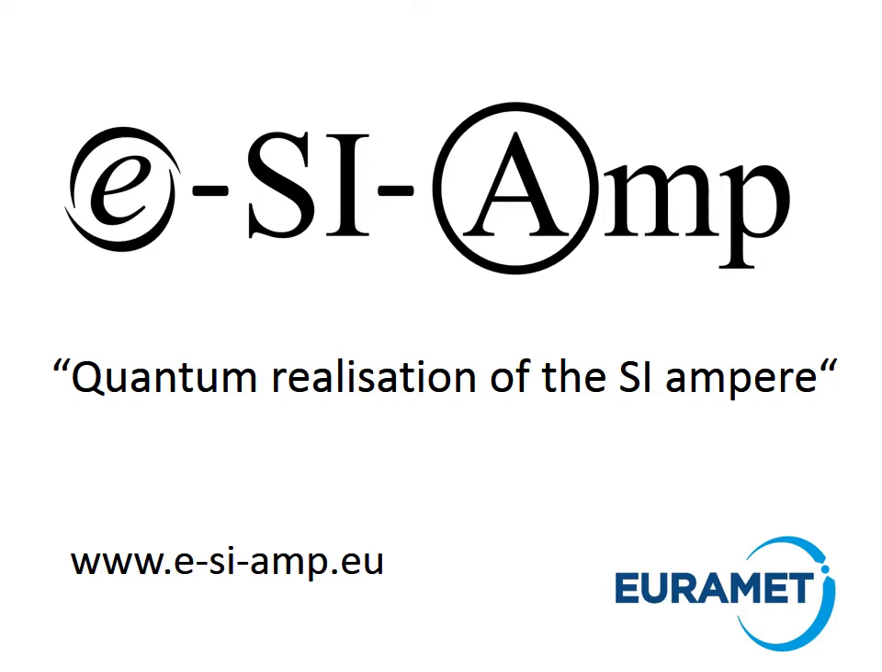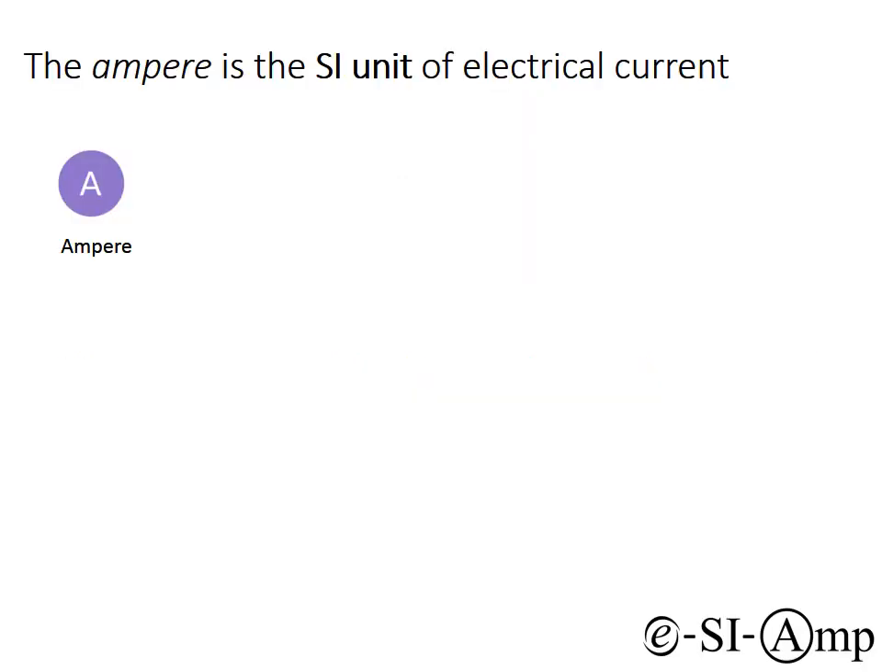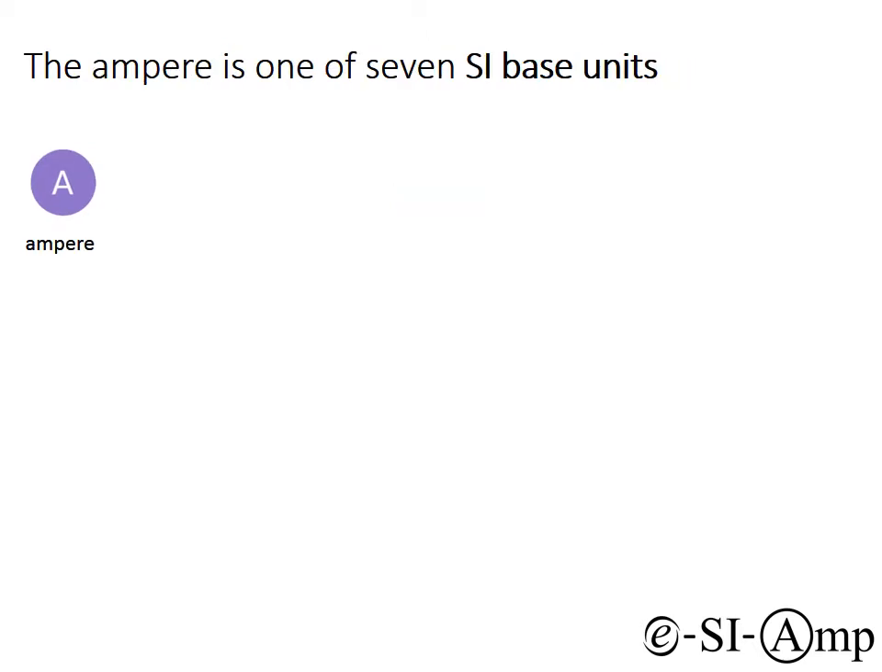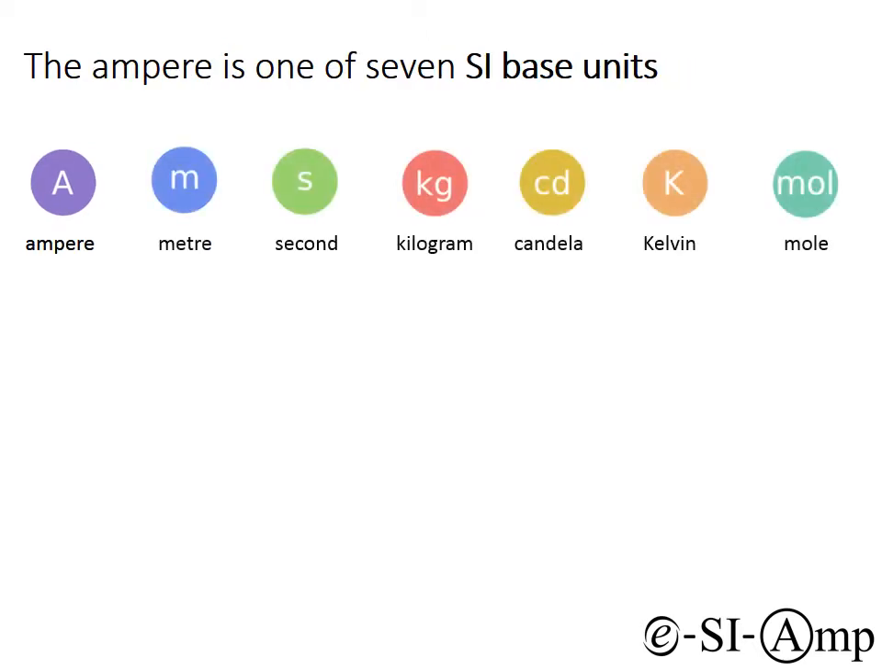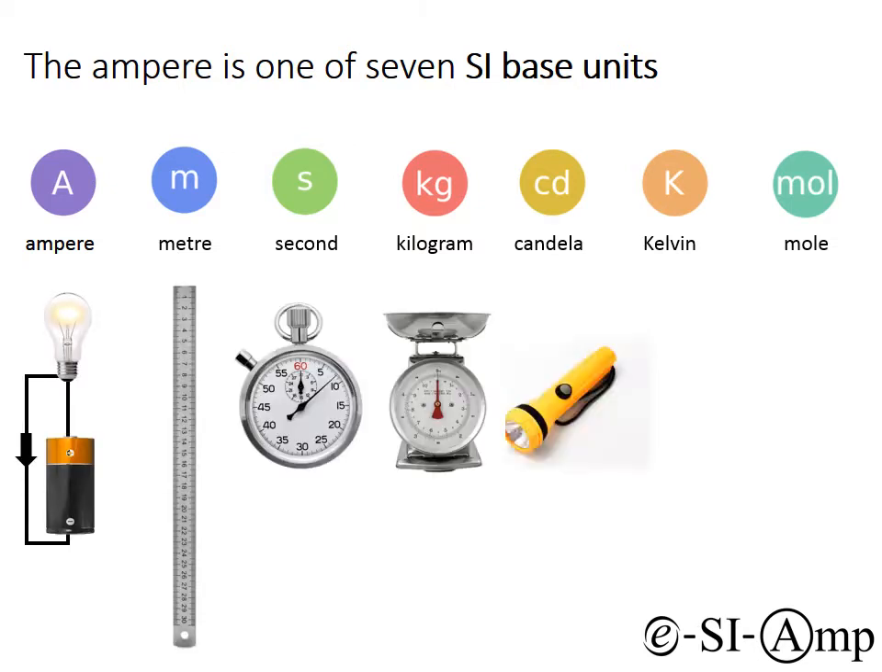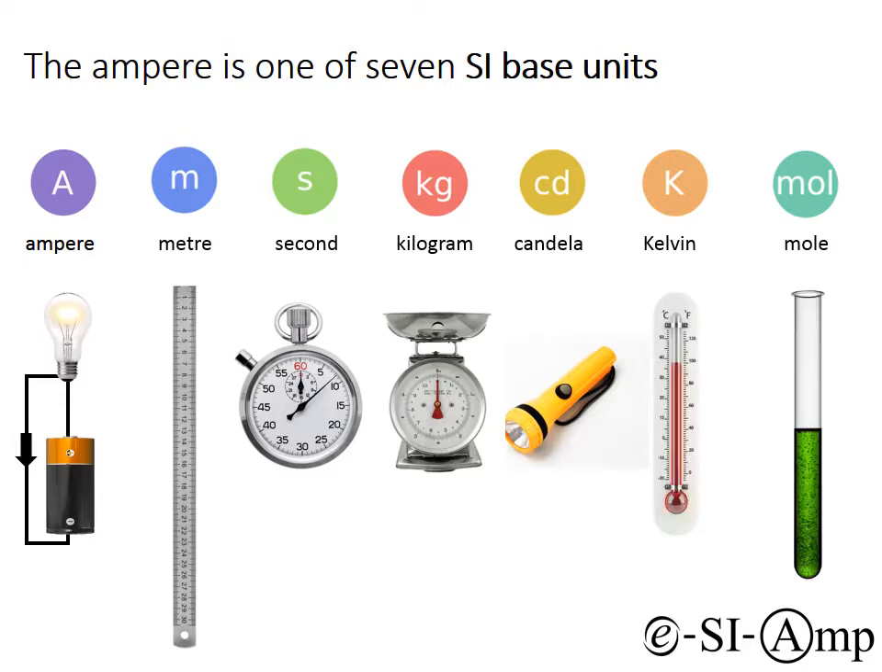This is a brief introduction to the EasyAmp project, quantum realisation of the SI ampere, funded by Euromet, the European Association of Metrology Institutes. The ampere is the SI unit of electrical current. It's one of 7 SI base units. These define quantities of electrical current, length, time, mass, luminous intensity, temperature, and amount of substance.